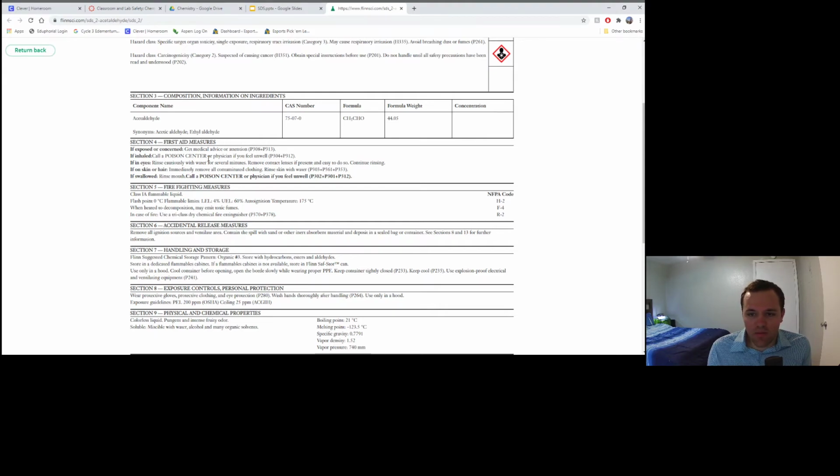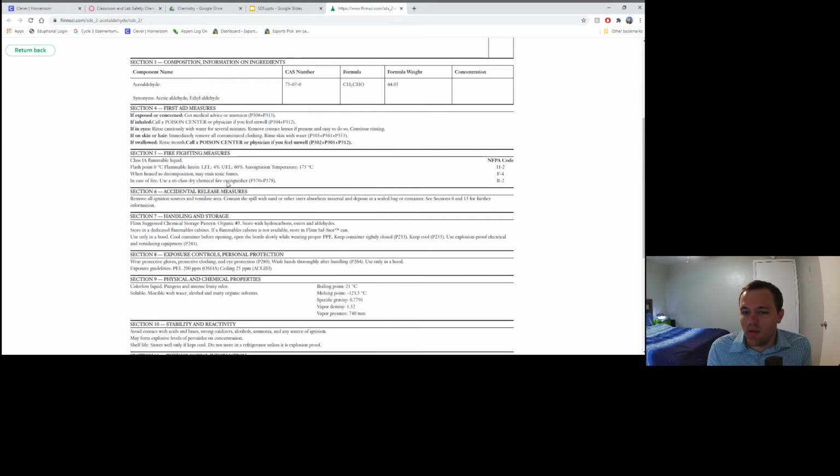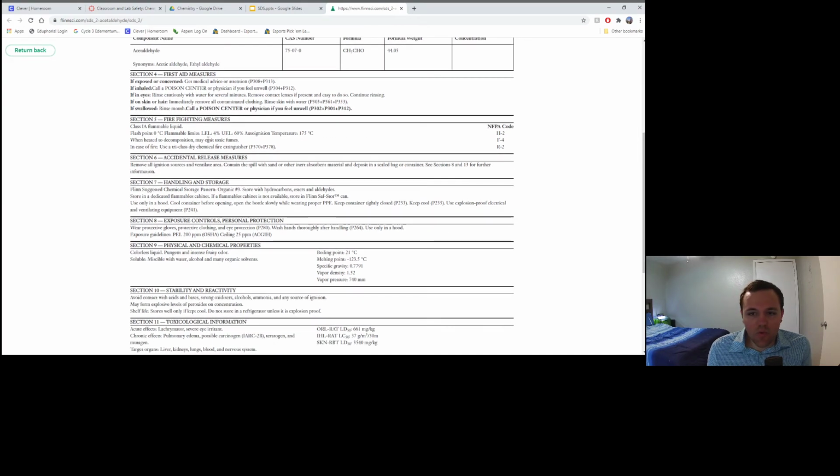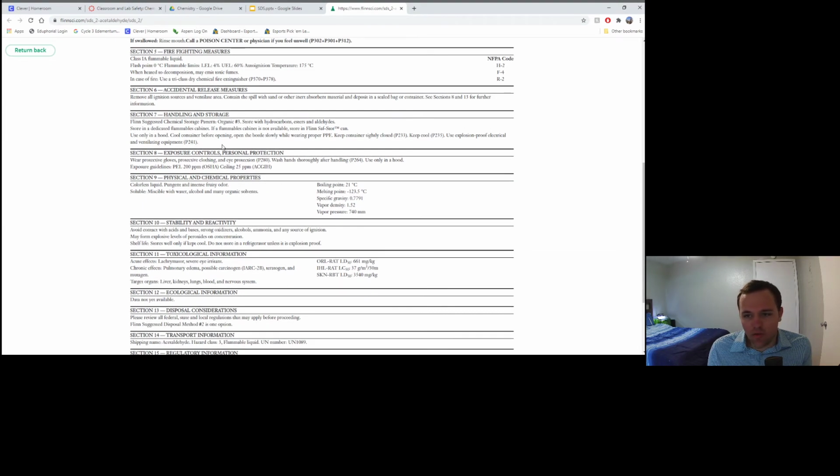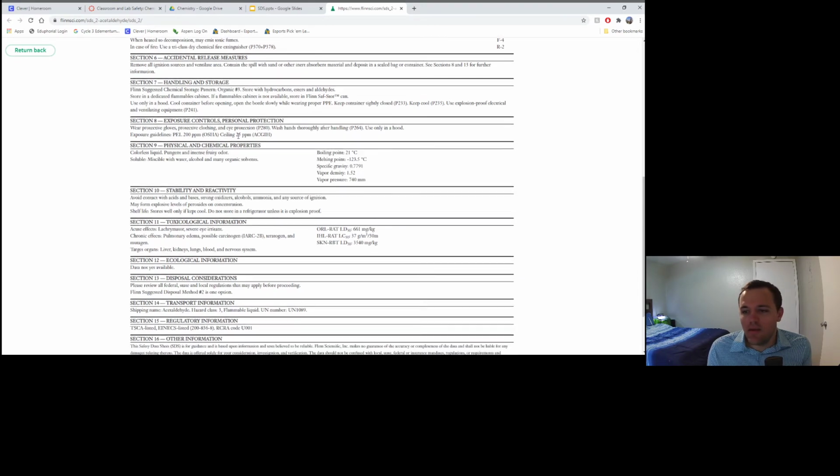All right, the fourth section will always be first aid measures. So if something happens, this will tell you how to deal with it. A lot of times it's going to be call Poison Control Center and get expert advice, basically. Firefighting measures, it'll tell you what type of fire extinguisher you can use, whether you have to use the special chemical fire extinguisher or if you can just use the regular one. And then the rest of these are about how to handle it, store it so it doesn't go bad or react with things around it.